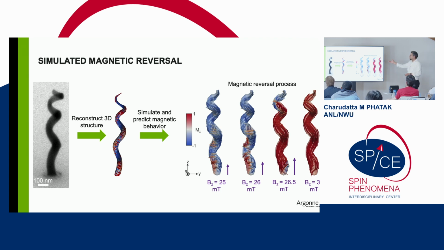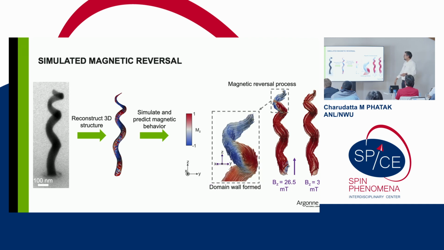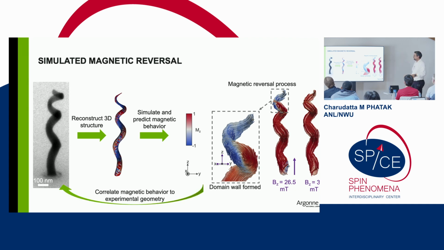That stays pinned for a relatively larger field value as compared to the previous steps. Mapping this back to the structure that we have determined, this region seems to have not only a larger curvature, but also the diameter of the helix is no longer circular at that point, because this is near the top. It becomes slightly elliptical. So it's a combination of those two that ends up pinning this domain wall that is formed. We were able to correlate this with the experimental geometry to try to understand how the magnetic behavior in these nanostructures occurs.